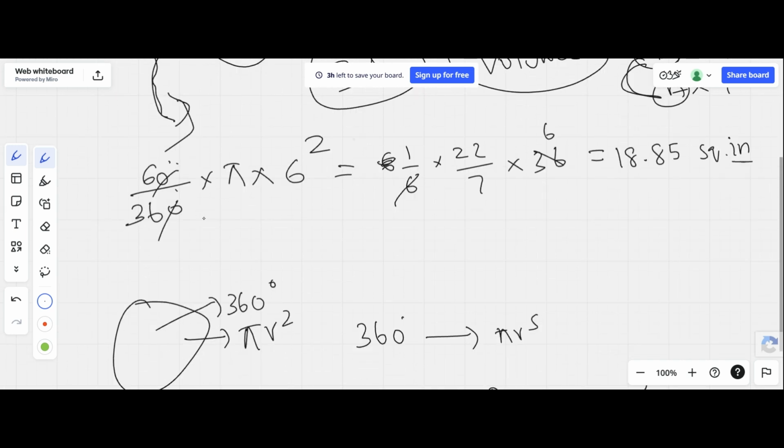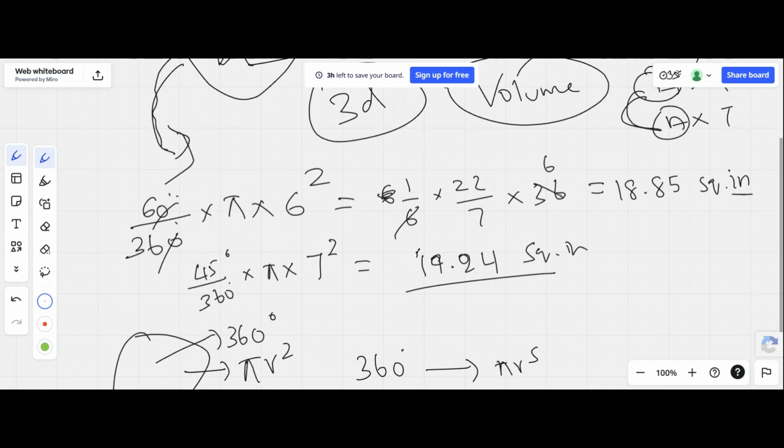Let's take the second slice. The second slice is 45 degrees. 45 over 360 into pi into r squared. r means the radius, and the radius is now 7 inches, so it will be 7 squared. If you calculate this, the answer would be around 19.24 square inches. Now here is the trick part.